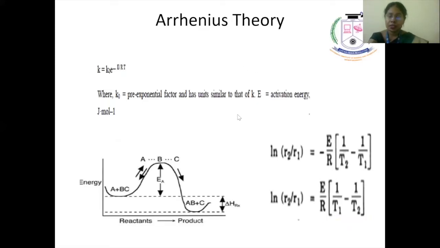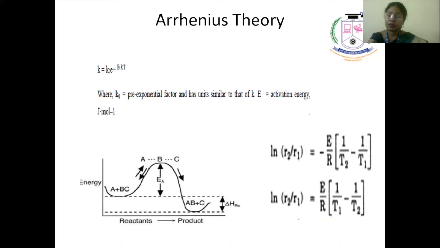As per Arrhenius theory, the reactants need to possess a certain minimum amount of energy known as the threshold energy to become the products. The equation is proposed to be k = k0 e^(-E/RT). k0 is the pre-exponential factor and it has the units of rate constant. And E is activation energy, which can be written in terms of joule per mole or calories per mole.